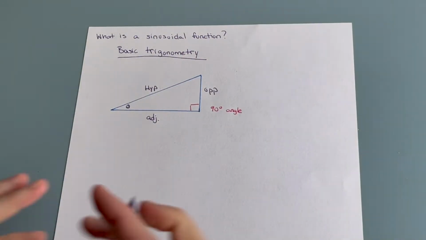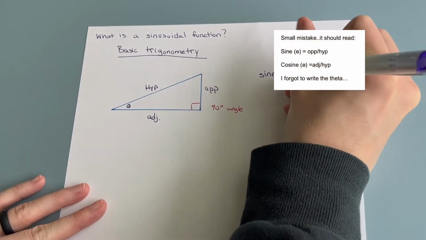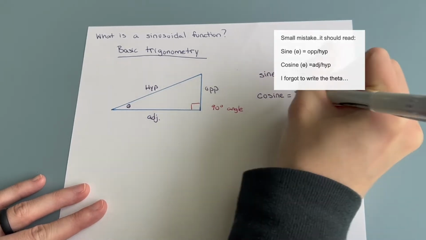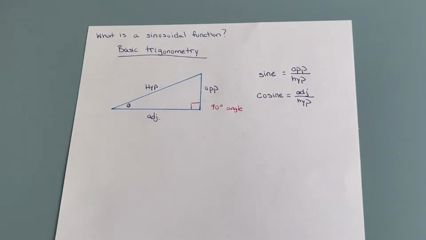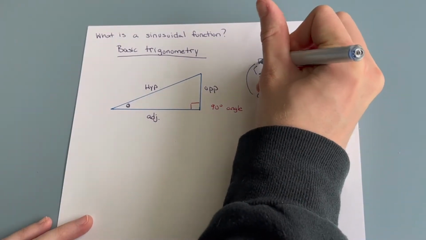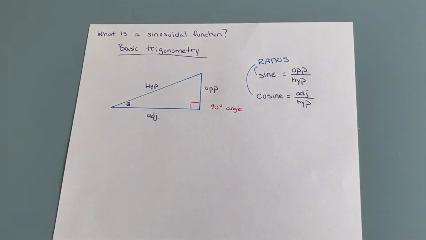And basically, sine and cosine are relationships between these sides that will give you that angle. So if you take the sine of that angle, that equals the opposite side over the hypotenuse, and if you take the cosine of that angle, that will be the adjacent over the hypotenuse. There is a third relationship, tangent, but we are not going to focus on that today.